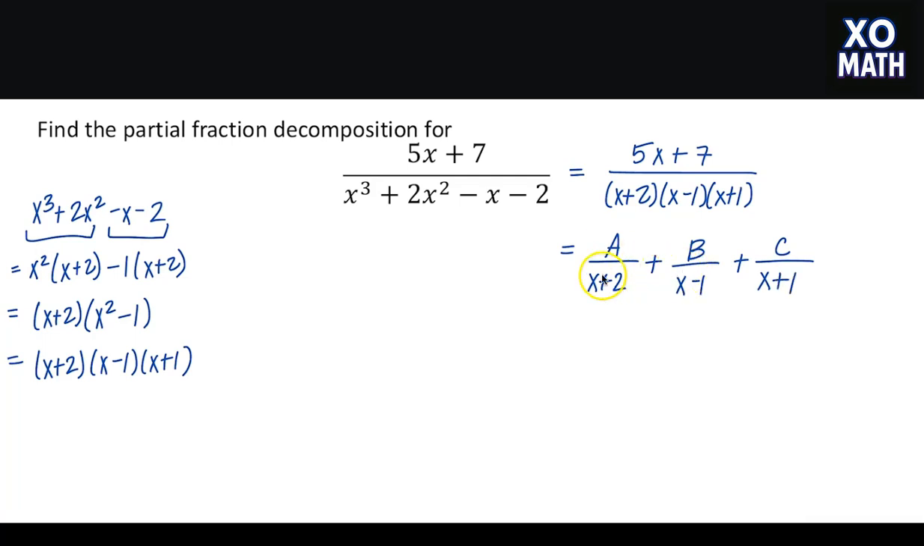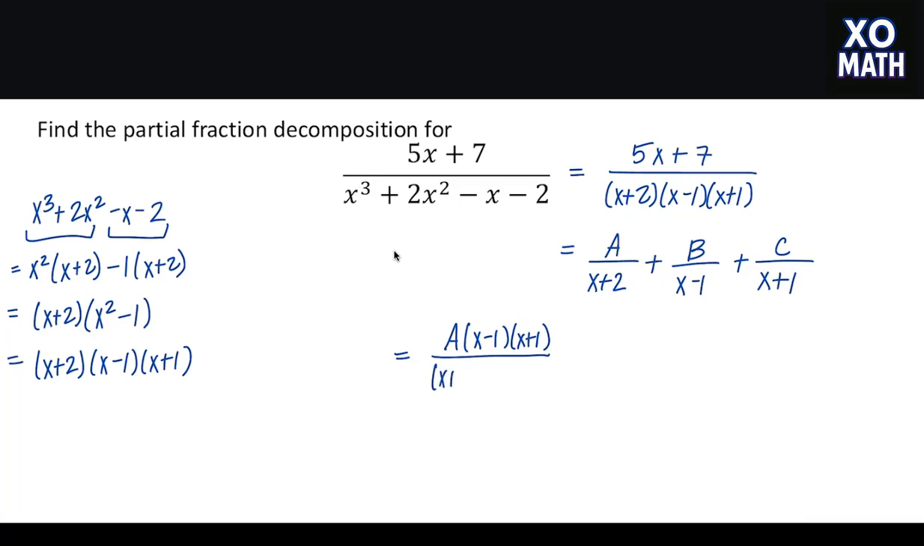Remember, the idea is that when all of these are added back together to form one rational expression, it should equal the original rational expression. So we're going to combine all of these together. The least common denominator is all three of these factors. The first term, A over x plus 2, is missing x minus 1 and x plus 1 in the denominator, so we'll have to multiply by the quantity x minus 1 and x plus 1.